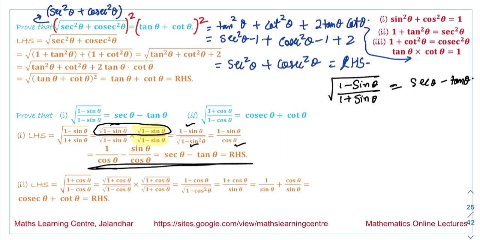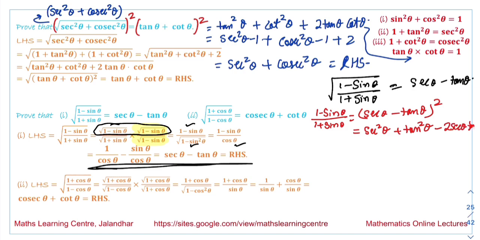The second kind of approach that you can use is to square both these sides. So our question becomes 1 minus sine theta over 1 plus sine theta is equal to secant theta minus tan theta whole square. This will become secant square theta plus tan square theta minus 2 secant theta tan theta. So we can write it as 1 over cos square theta plus sine square theta over cos square theta minus 2 times 1 over cos theta into sine theta over cos theta.